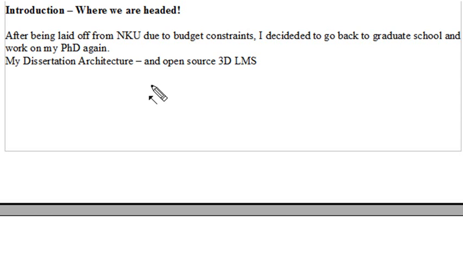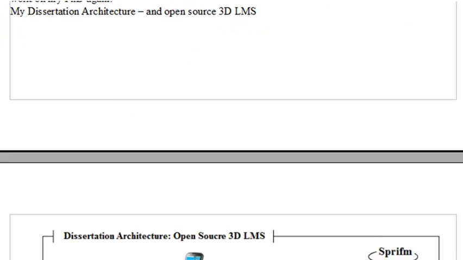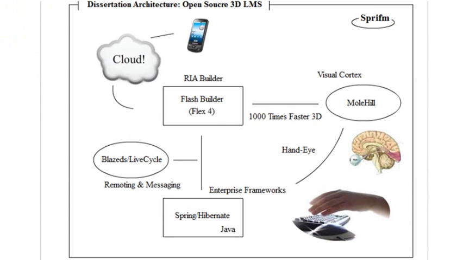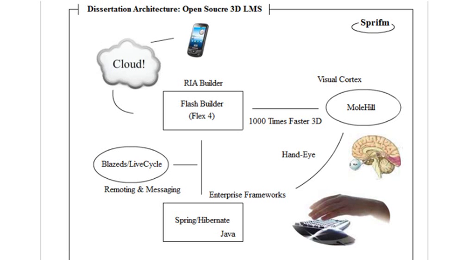My dissertation is basically going to be an open source 3D LMS, and that's a 3D learning management system. And I already have a few colleges lined up to use it. It's not even written yet. So you may have heard of universities using stuff like Blackboard and WebCT, and these are all Java-based systems, but this is going to be a Flex RIA system on a Java backend. This is the graphic for my dissertation, and I'll go through it real quick so you understand what's going on.